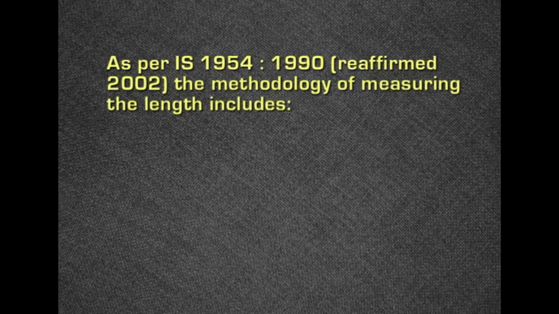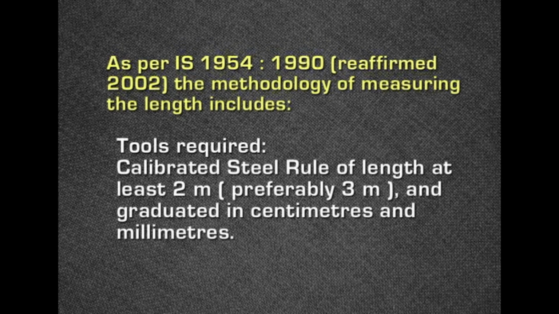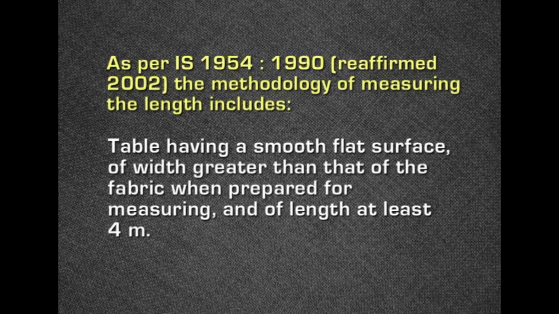As per IS 1954-1990, which was reaffirmed in 2002, the methodology of measuring the length includes tools like a calibrated steel rule of length at least 2 meters, preferably 3 meters, graduated in centimeters and millimeters. And then a table having a smooth flat surface, of width greater than that of the fabric when prepared for measuring, and of length at least 4 meters.